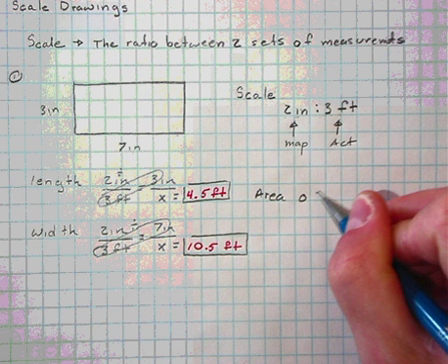So what's the area of this actual figure going to be? Area of our actual figure. How do I find area, Bronwyn? Length times width. So I'm going to do length times width. So what's 4.5 times 10.5? Morgan? Yep. 4725. And that is feet squared. Don't forget that your area is always squared.